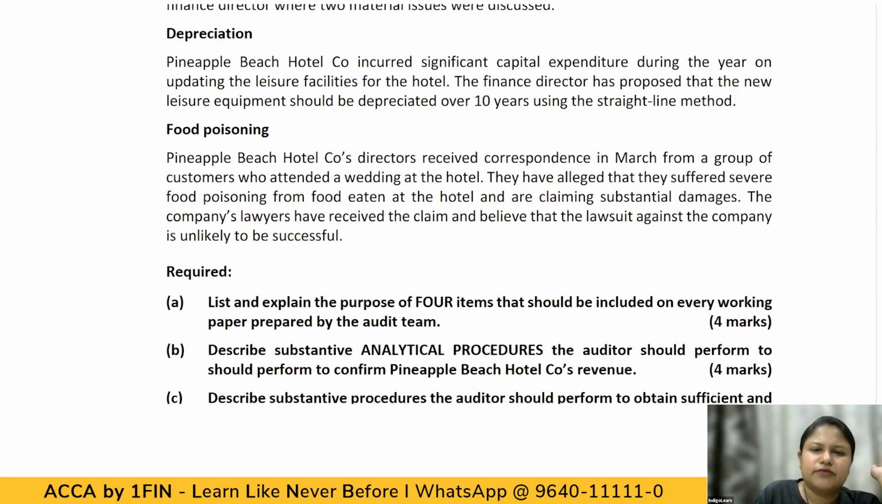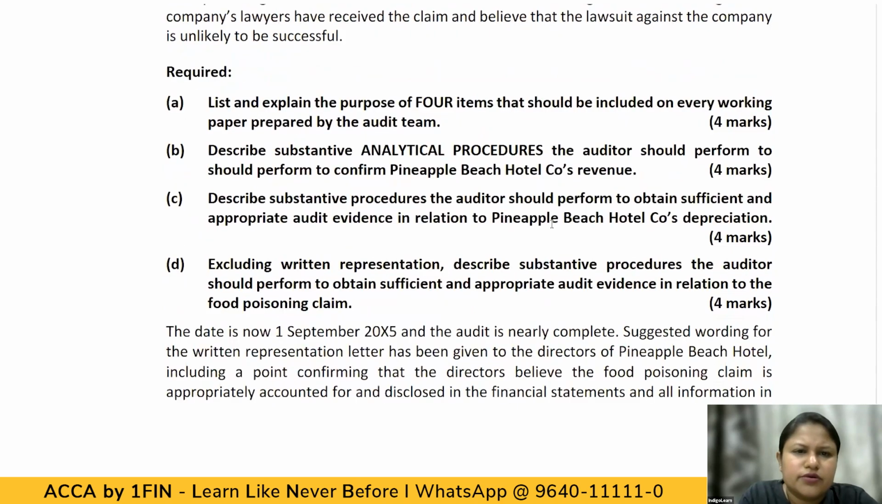All right, what is the requirement of the question? The question is quite simple. What is the question requirement? List and explain the 4 items that should be included in every working paper prepared by the audit team. This has nothing to do with the scenario. On every working paper, what are the normal items that any person of the audit team will write?